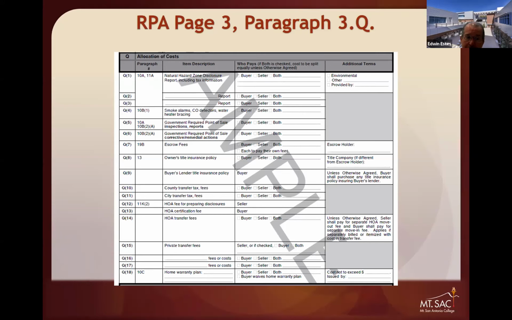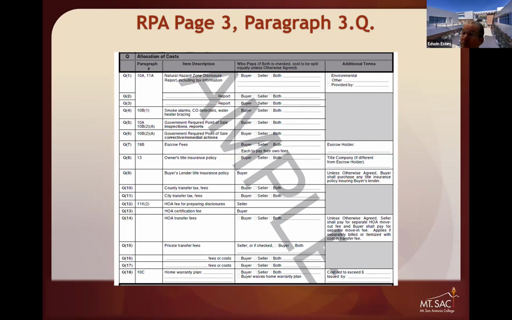And any other fees or costs, Q16, Q17, and then the home warranty plan. Again, rather than checking a buyer box, I recommend leaving it blank because if you check a buyer box, sometimes the lender will add it as a loan condition. So if the buyer's not going to ask the seller to pay for a home warranty plan, but they don't want to commit to paying for one, then check the box that says buyer waives a home warranty plan.